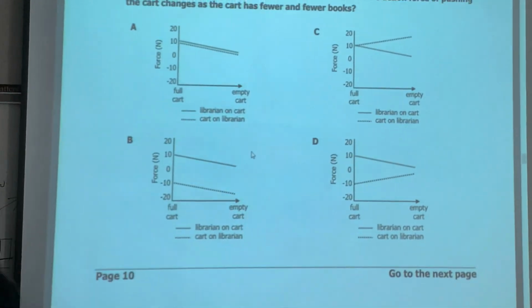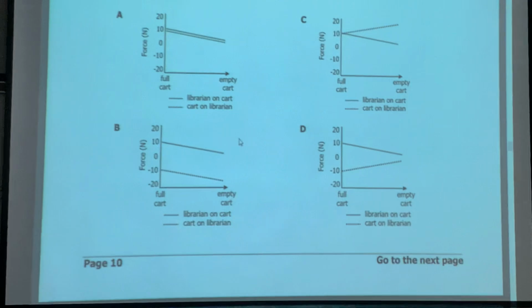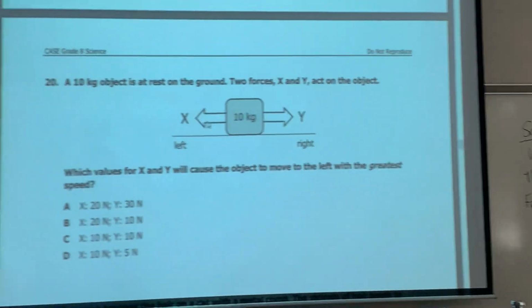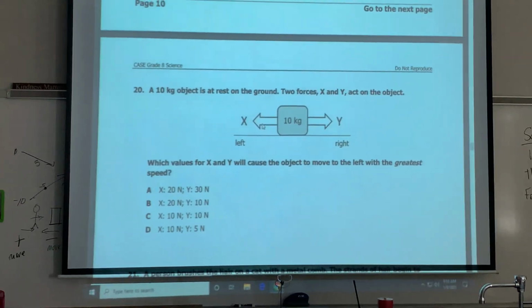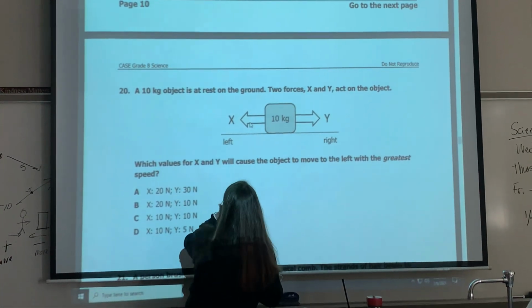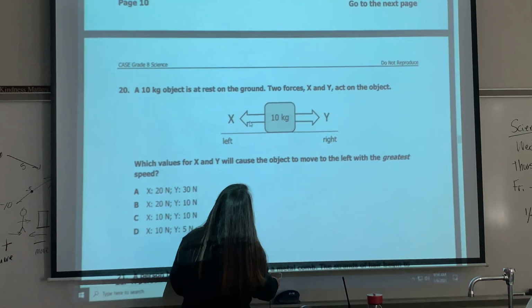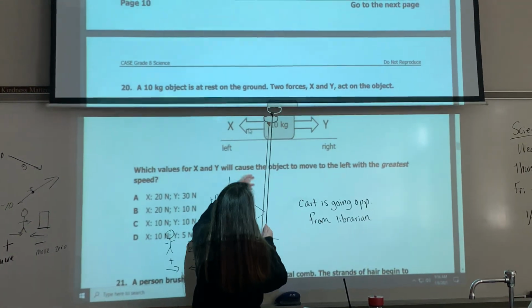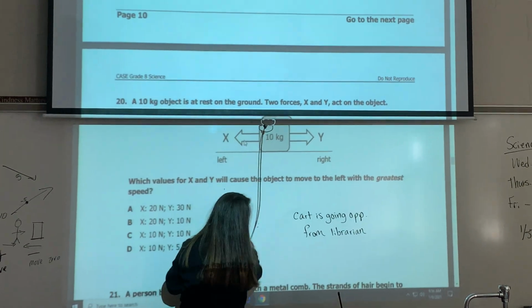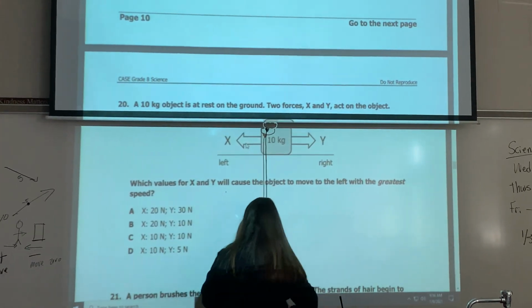Last one, number 20. In question 20, it says we have a 10 kilogram object at rest on the ground. And of course, I'm going to have to show you how to do this, and the easy way to do this with all of these.